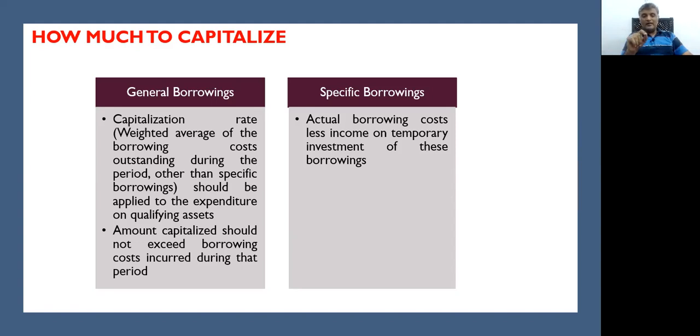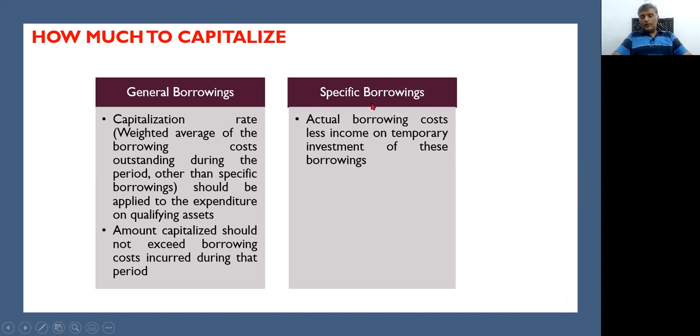But you cannot say the weighted average rate is maybe around 11 and I will pay 55,000 as borrowing cost, because this is just for the sake of easing the computation. But you should also ensure that the amount capitalized should not exceed the borrowing cost actually incurred during the period. Okay, so the story here is very simple.